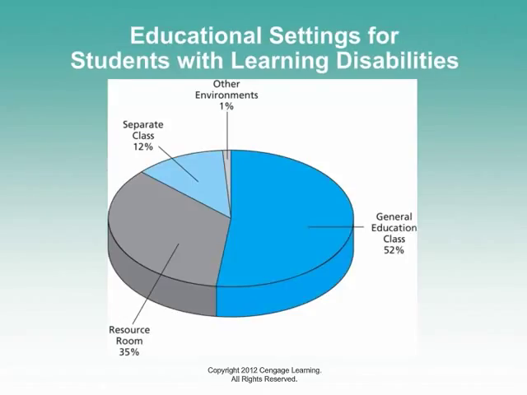These data that are on your screen are from 2012 and show how students with a learning disability are educated in what placement. 52% are in the general education class and are included. 35% are in that pull-out classroom. 12% are in a separate setting, meaning that most of their day is with students with disabilities.